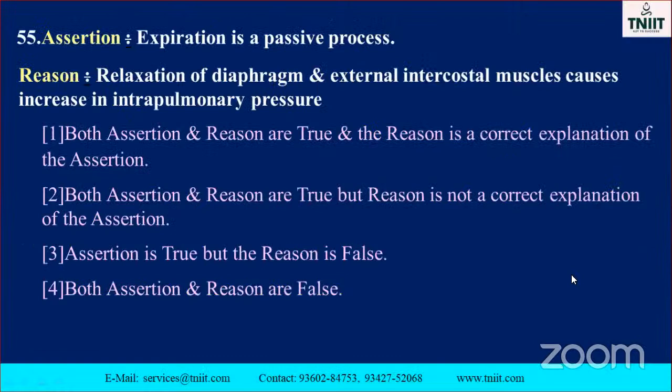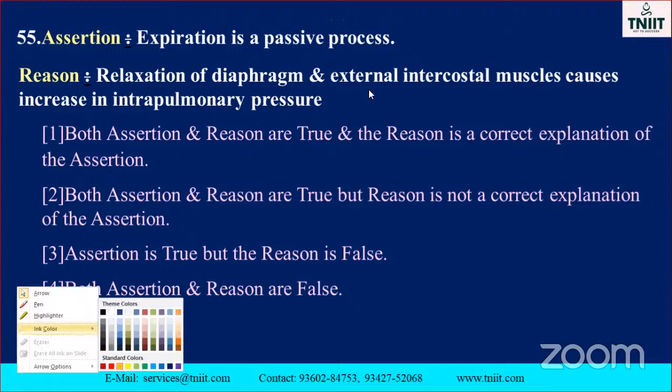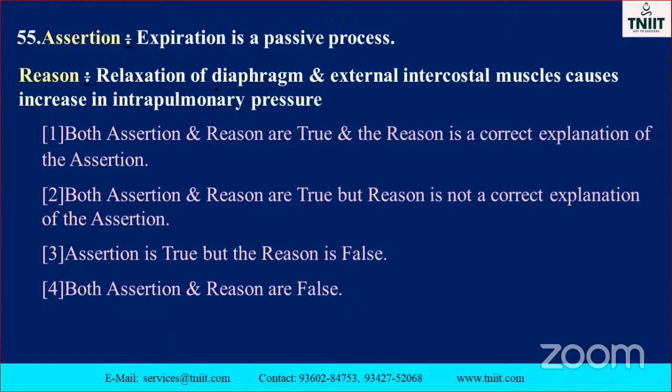Right. Go to the next one, 55. Expiration is a passive process. Expiration is a passive process. And relaxation of diaphragm, external and intercostal muscles causes increase in the intrapulmonary pressure. See the concept. So both are interrelated or not related, this one. Intercostal muscles and diaphragm. These are all very, very important.